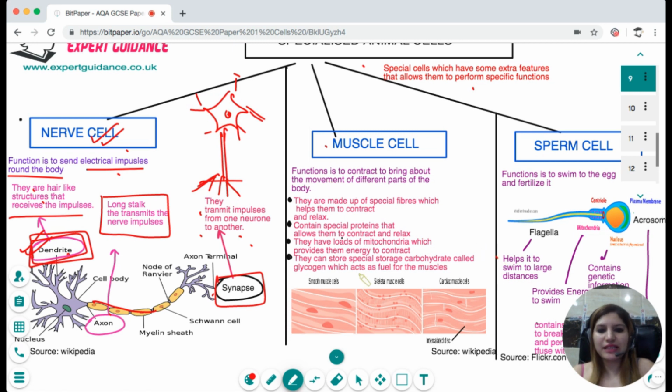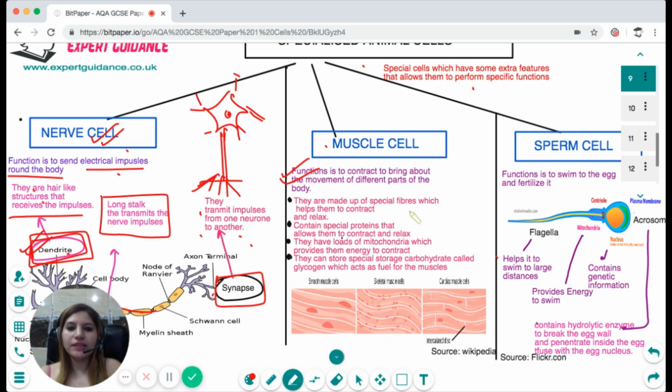Next is the muscle cell. The function of the muscle cell is to contract and bring about the movement of different parts of the body, and for that they are made up of special fibers which help them to contract and relax. They contain special proteins that allow them to contract and relax. They have loads of mitochondria which provide them energy to contract, and they have a special storage carbohydrate called glycogen which acts as a fuel for the muscles. Okay, so for both of them, you should know what is the function and what features they have.